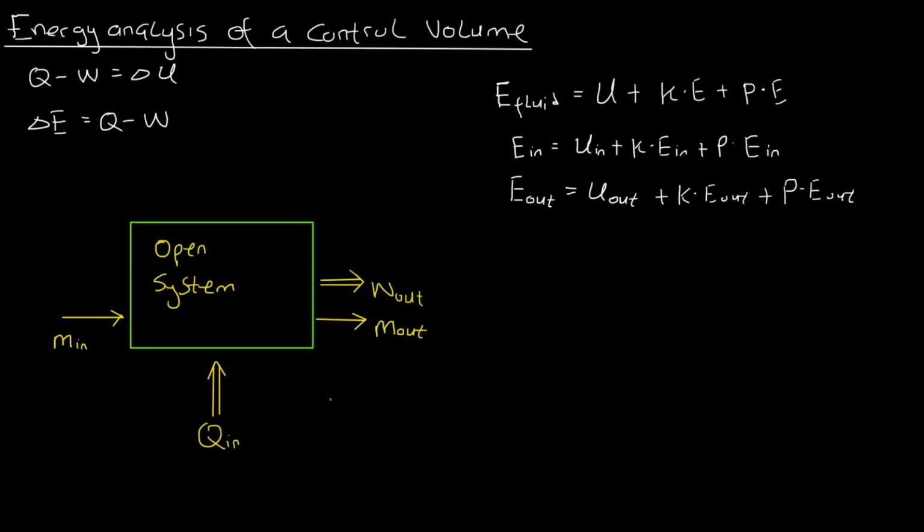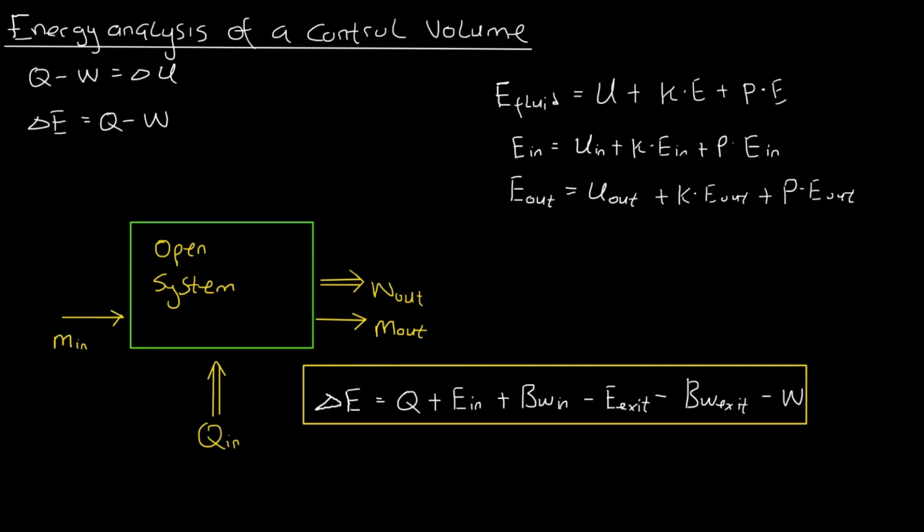Now that we've considered all the sources of energy flow for a control volume, we can say that for a period of time for which a control volume is observed, the change in total energy is given as the heat added during this time plus the total energy of the fluid which flows in during this time plus the inlet boundary work done during this time, minus the total energy of the fluid which flows out during this time, minus the exit boundary work done, and minus the work done by the system during this time.